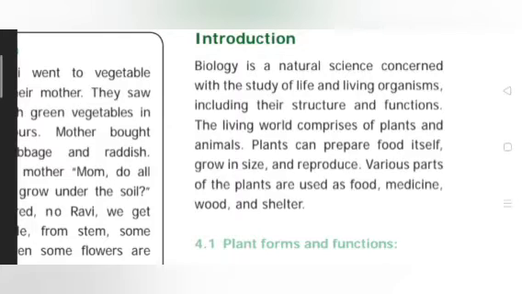So the living world includes both plants and animals. In this lesson, we are going to learn more about the plants. You know that plants prepare their food, grow in size and reproduce. The various parts of the plants are used as food, medicine, wood and shelter. Is it clear?